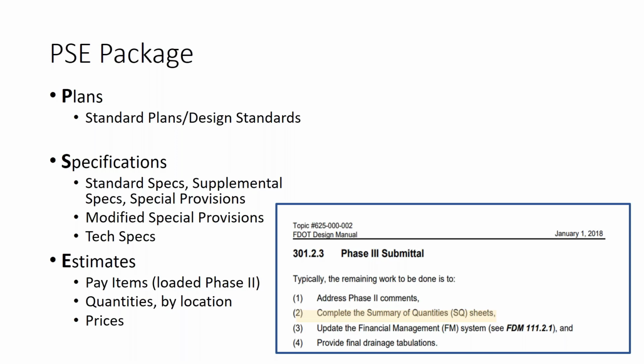Finally, we have the estimates. While some people like to refer to the bottom line dollar total as the estimate, please keep in mind that just like a budget, it's not just the bottom line, but it's all the items and components that go into that bottom line total. So we look at the pay items, all of the quantities clearly identified by location, and the unit prices that are all parts of making up that final bottom line dollar total for our estimate.